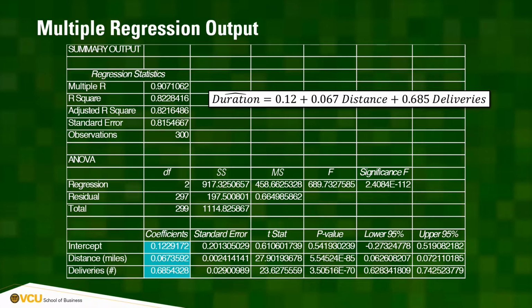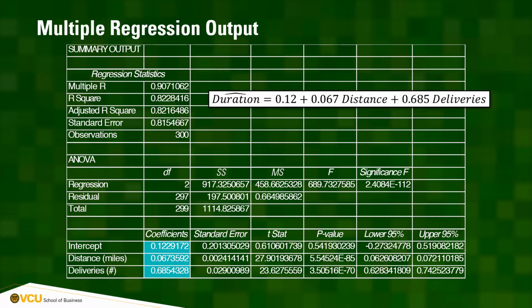We now have an additional term given by the product of the slope coefficient for the number of deliveries and the variable for the number of deliveries. There are also some considerable changes for the other coefficients. The intercept is now only 0.12 hours.